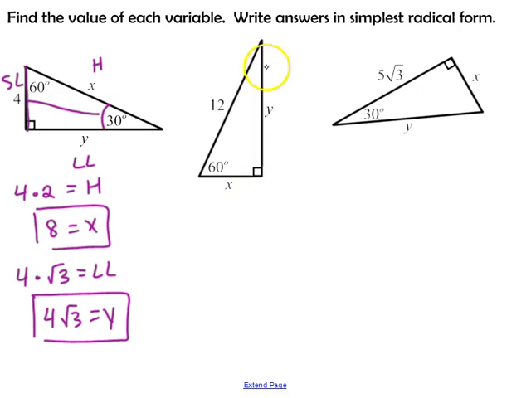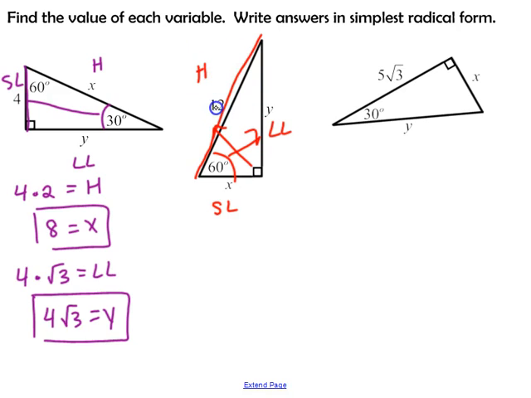In the second example, we are given the length of the side that is opposite from the right angle. That means this is the hypotenuse. The 60-degree angle is opposite from the long leg, which means that this over here is going to be the short leg. So I would highly suggest that you label your sides first before you start your calculations to make sure that you're actually calculating the right thing.